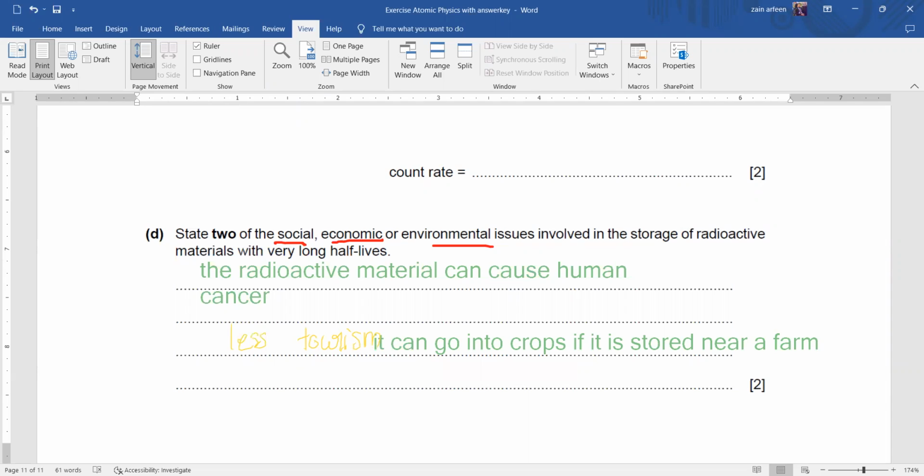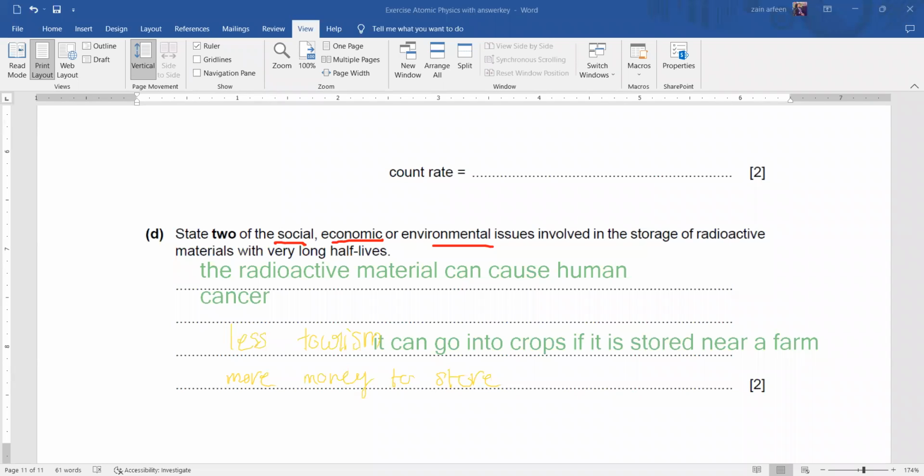You can mention that it will increase the cost, because you have to store the radioactive sample for a very long time. So there will be a high cost for storage, and a reduction of tourism, which you can also mention.